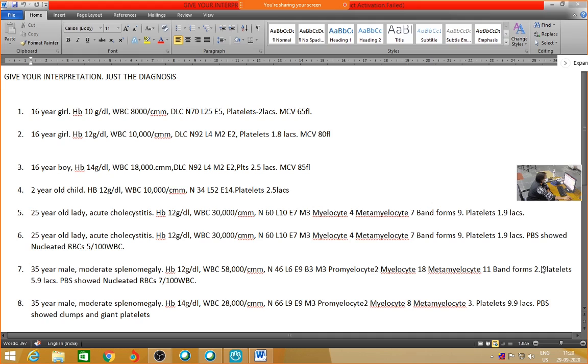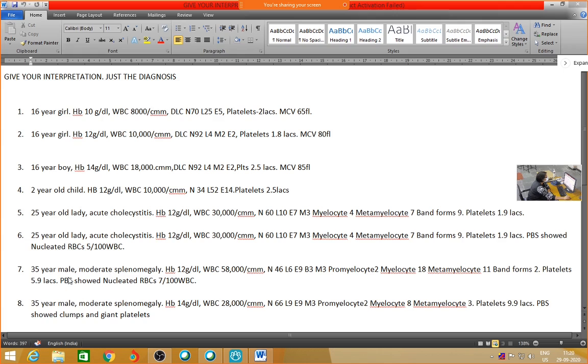So when you look at this differential, you can see that there is shift to left. But along with the shift to left, there is also eosinophilia and basophilia. And if you go back to the clinical details, the man has splenomegaly. So that sounds very pathological. Platelets, 5.9 lakhs, means it is increased. And also nucleated RBCs have come into the peripheral blood, 7 per 100 WBC.